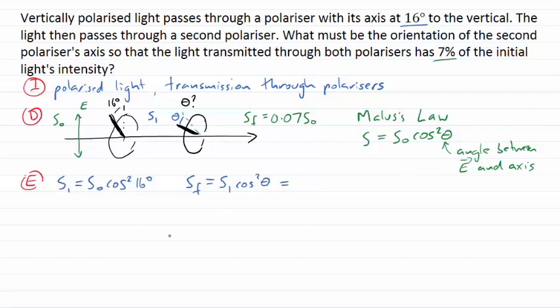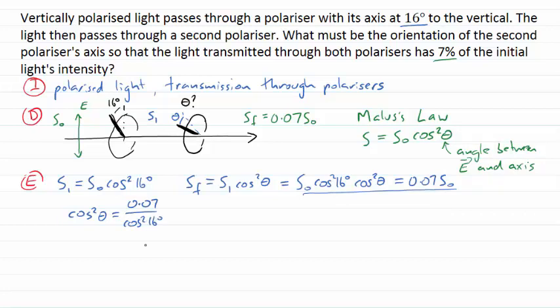And we can write that now, because we know what this S1 is. It's just S0 cosine squared 16 degrees times cosine squared of the angle that we don't know. And the question tells us this must be equal to 0.07 multiplied by the initial intensity. So we can rearrange that expression, relating things that we know and the one that we're looking for, to tell us that the cosine squared of this angle must be 0.07 divided by cosine squared of 16 degrees, or that the angle we're looking for here must be the inverse cosine of the square root of 0.07 divided by cosine of 16 degrees. And if you do that carefully in your calculator, you'll get an angle of 74 degrees.